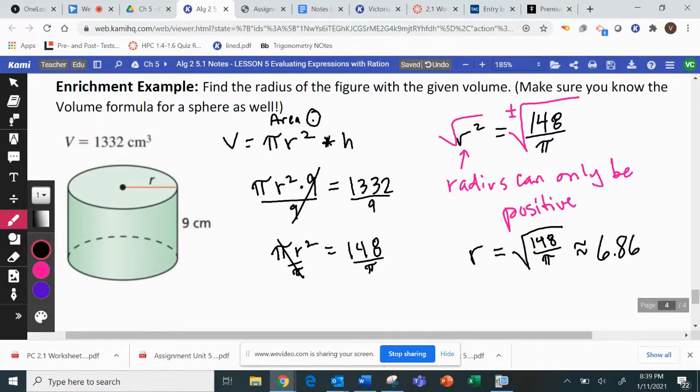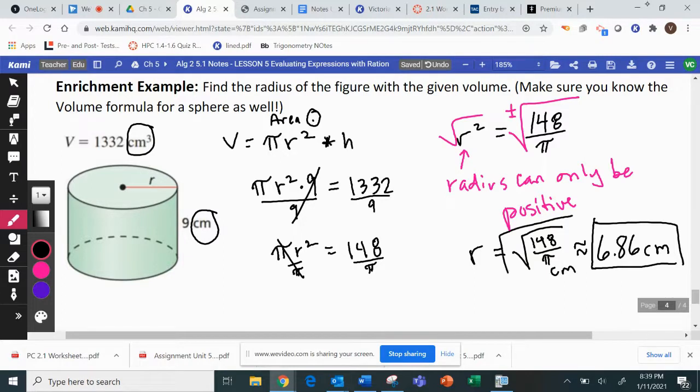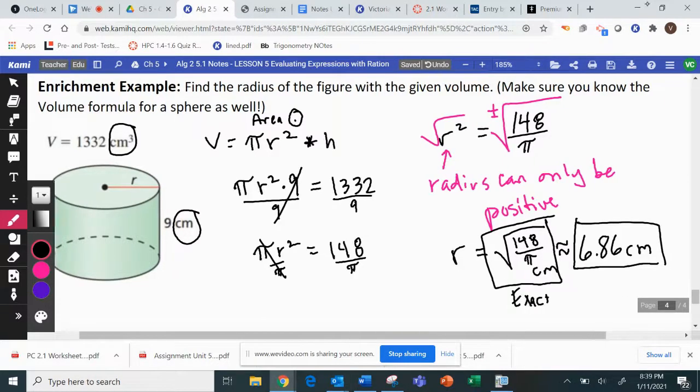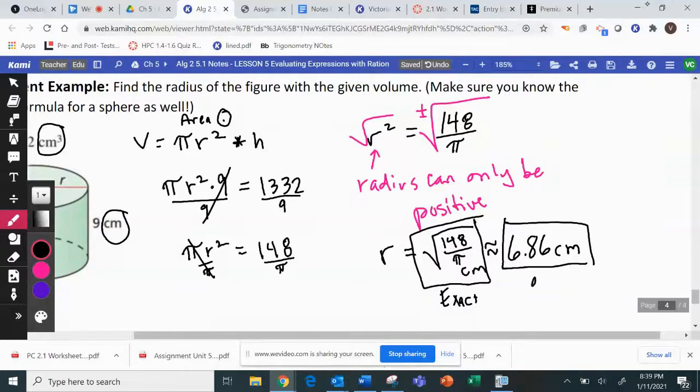And then we need to look at our units. And over here, our units are going to be centimeters. So which answer you give depends on the directions. This doesn't say to round, so I would assume we do the exact answer. But if it said to round, we would do the approximate answer.